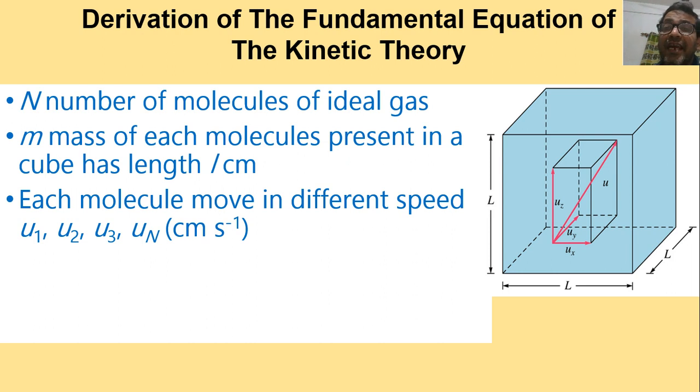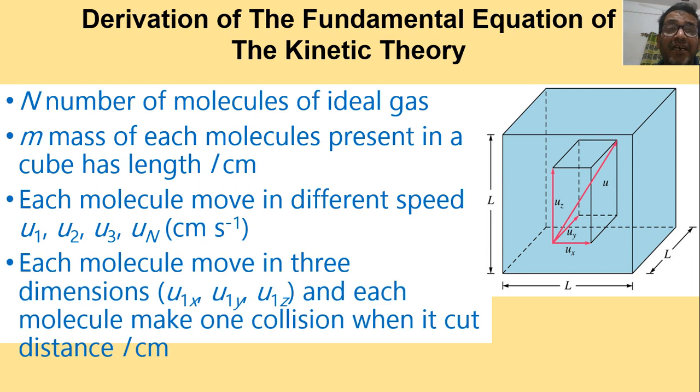And here a capital N number of molecules of ideal gas we are considering, and each has mass m, small m, present in the cube with length L. Then each molecule moves in three dimensions, I already told you, and each molecule makes one collision when it covers the distance L. So we are considering three dimensions, they will move, but each molecule makes one collision when it covers the distance L.